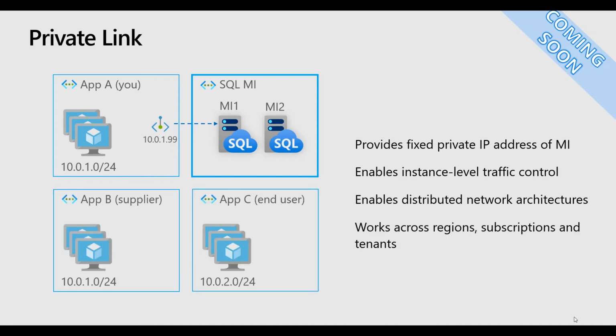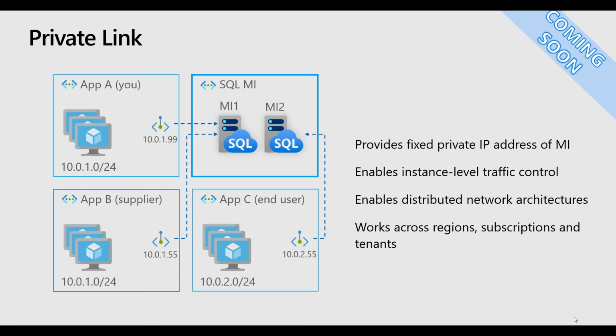There are more advantages. So imagine that we have two more applications, and this is like a distributed network architecture with different tenants, different Azure tenants. So application B might be your supplier in some other region in Azure, and then your application C might be your end user. Also, you need to access some of your instances. So now, within your application B, your supplier's application, there is also a private endpoint with its own IP address, it can also now access your managed instance 1.